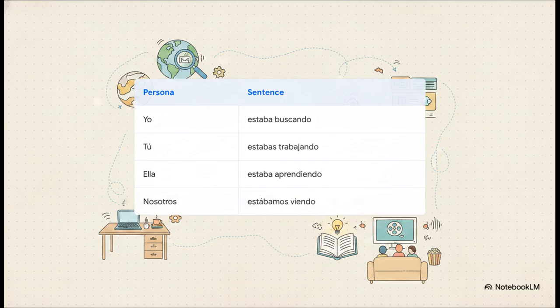Ella estaba aprendiendo mucho. She was learning a lot. Notice the iendo ending there for the er verb aprender. And finally, nosotros estábamos viendo una película. We were watching a movie.